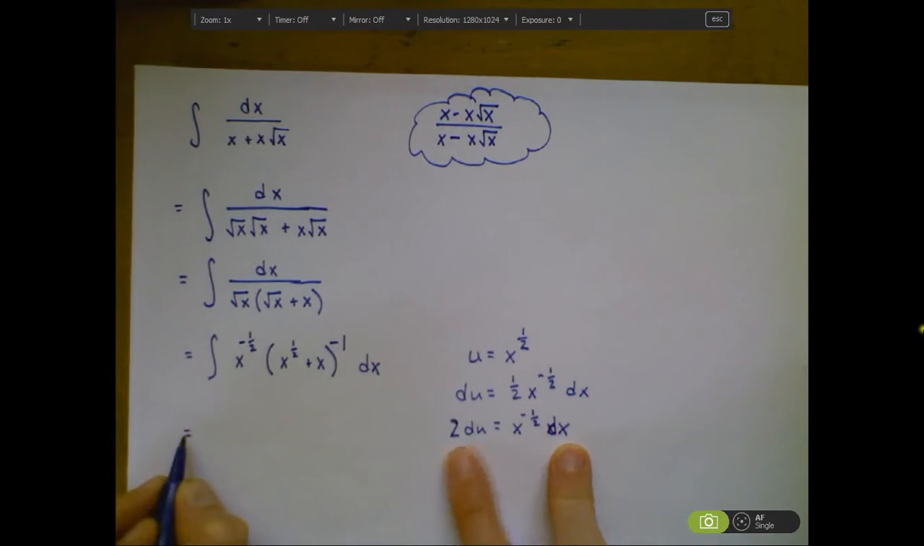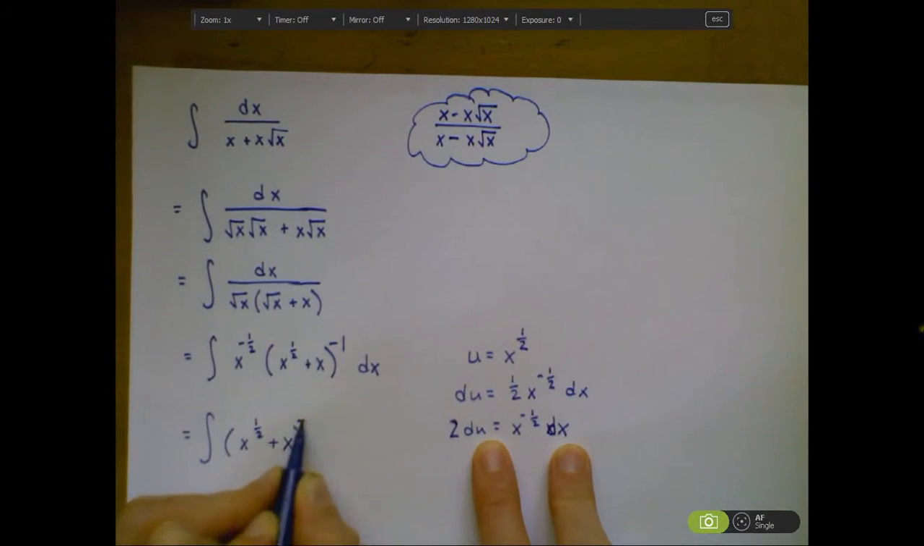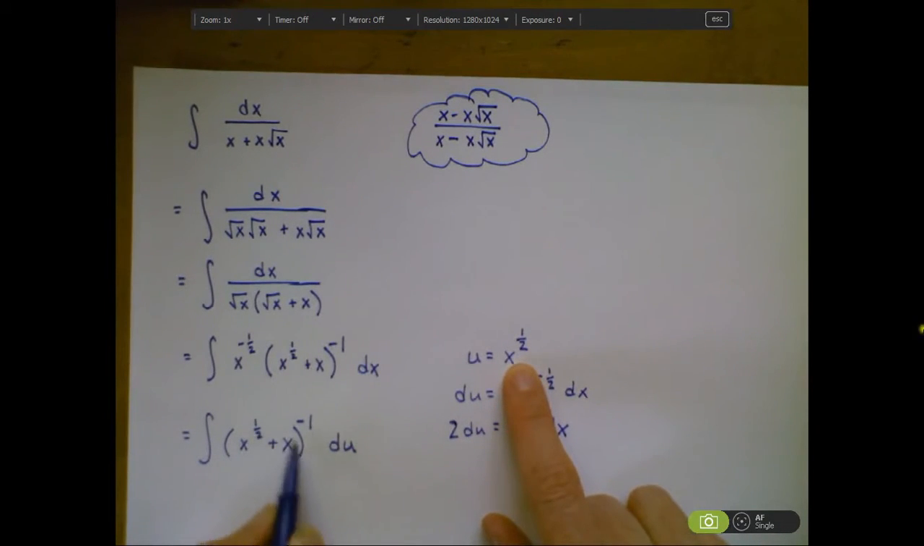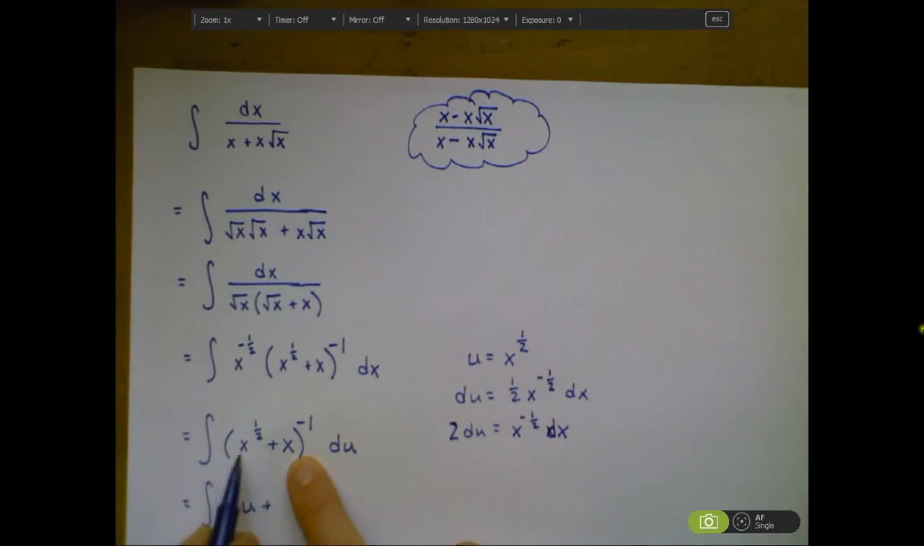So I'm going to go ahead and start plugging in my u values. So this is equal to the integral of, I'm going to leave it messy. Some of the pieces are going to have u's and some of the pieces are not. The dx and the x to the negative 1/2 becomes my du. This x to the 1/2 is u, but I'd still have this x here. How do I account for my x?